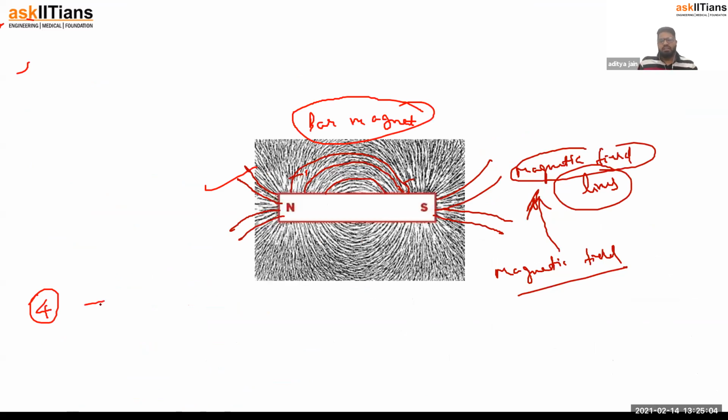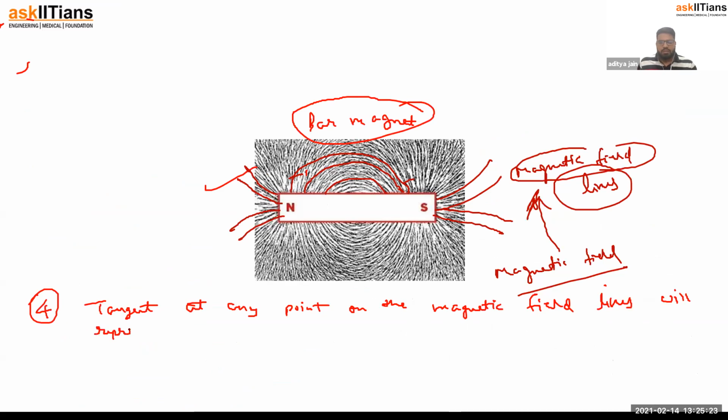So you can write the property that the tangent at any point on the magnetic field lines will represent the direction of magnetic field at that point. Clear? Yes or no? So this is the fourth property. This means the magnetic field has different directions at different points, which will be given by the direction of the tangent drawn at the point you are concerned with.